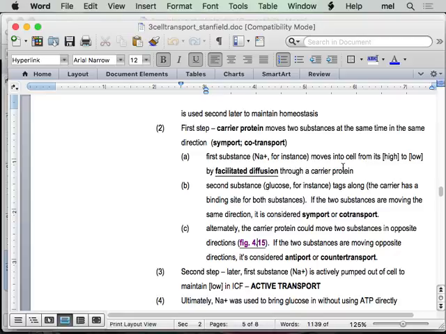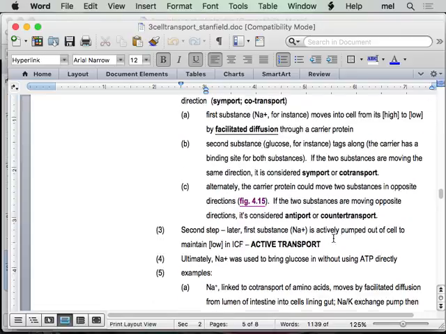So if two substances are moving the same direction, it's called symport or co-transport because you're moving them together. But just so you know, you can actually use sodium to pop something out of the cell too, like a revolving door.